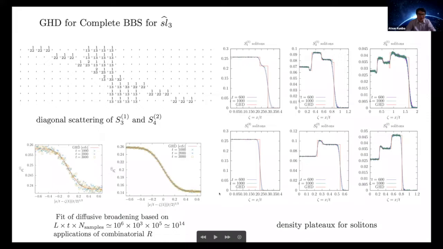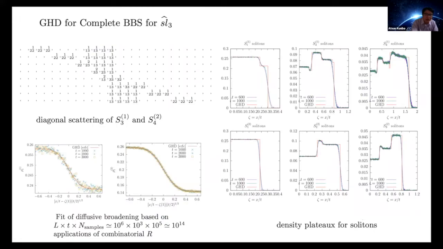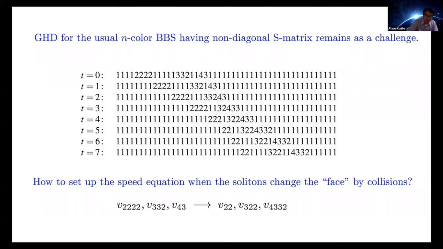And I think Gregoire once used the supercomputer in Saclay. So let me finish with some questions. This is GHD for BBS, which was rather successful. But of course, you are more familiar with the original version introduced by Takahashi-san in 1993, the usual n-color BBS. This is a typical 3-soliton scattering. I'm sorry that I changed the background from 0 to 1. Anyway, this is scattering of 3 solitons like this.